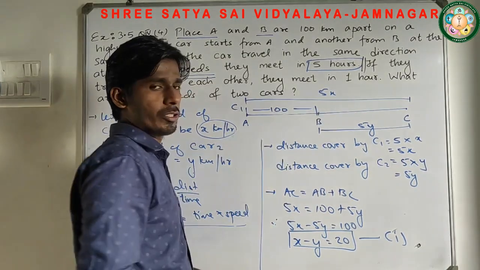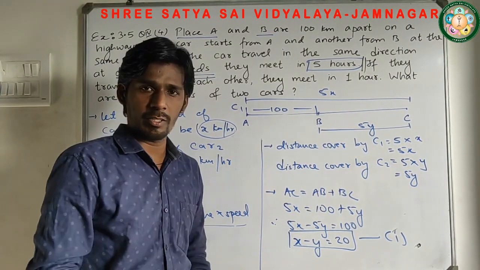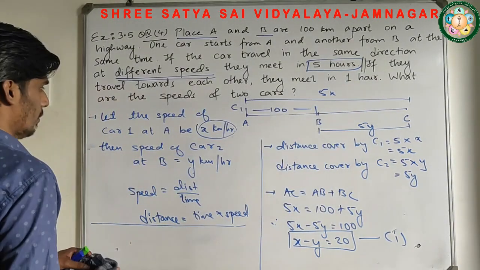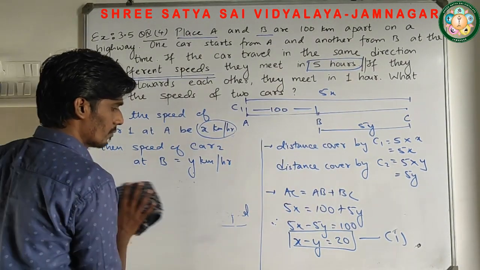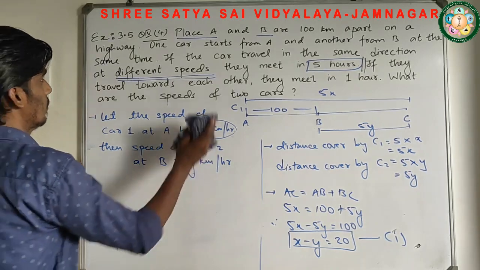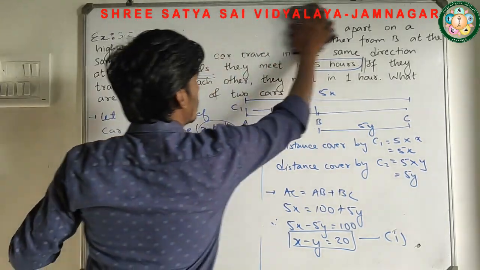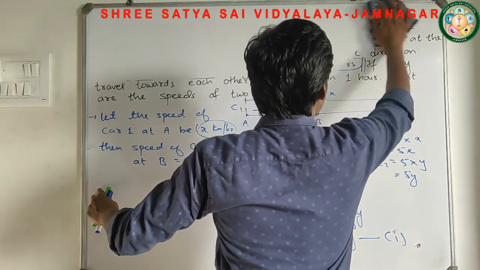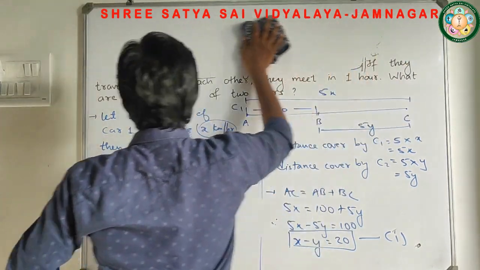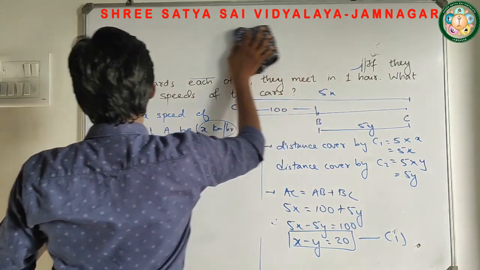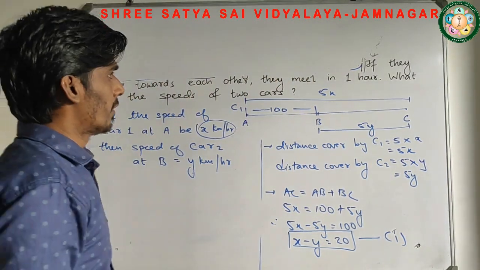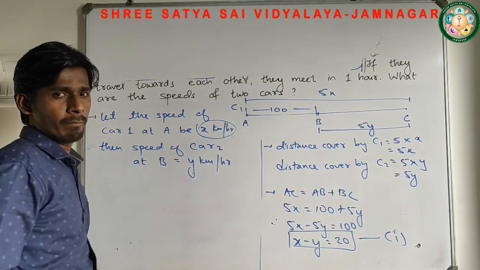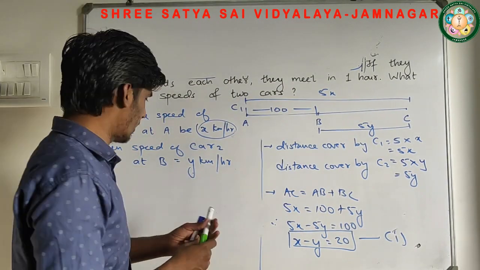Now the second part of the question. Up to this we got the first equation. Now we have to move to the second equation. Now, here is the second statement. If they travel towards each other, now both are coming towards each other. What does it mean?